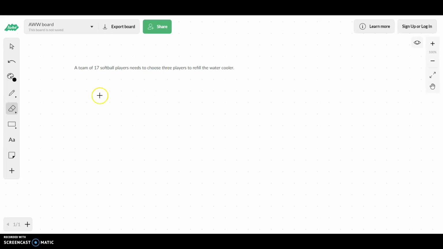Let's do the last one. Here there's 17 people. The order, because they just want to choose any 3, doesn't matter. So if we do this, that is 17 choose 3. Okay. Just make sure you know if the order matters. If the order doesn't matter, it makes it a little bit easier to do.